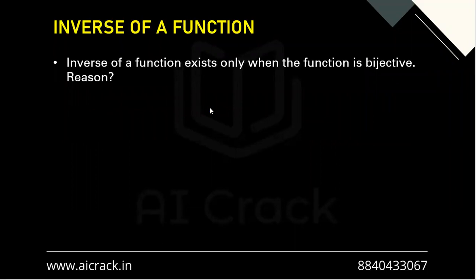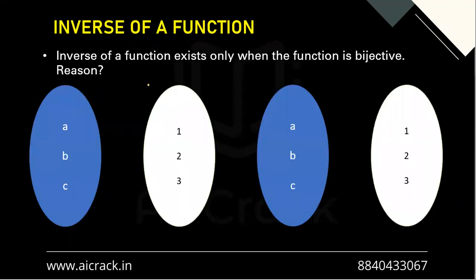Now let's talk about the inverse of a function. So our hypothesis is that the inverse of a function exists only when the function is bijective. Now let's try to prove it. Basically we are saying that if a function is one-one and onto, only then can we say that the inverse of a function is going to exist. So let's take an example again. This is our set A, this is our set B. Now let's say this is the inverse function, so we are defining it from B to A. We talked about inverse relations in our previous lecture, right? So we just change the direction of the arrows.